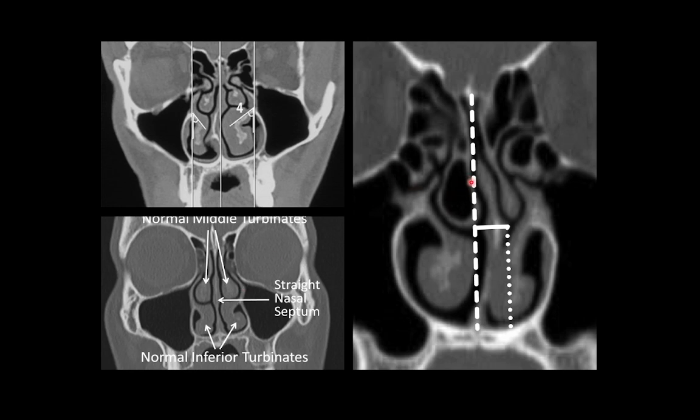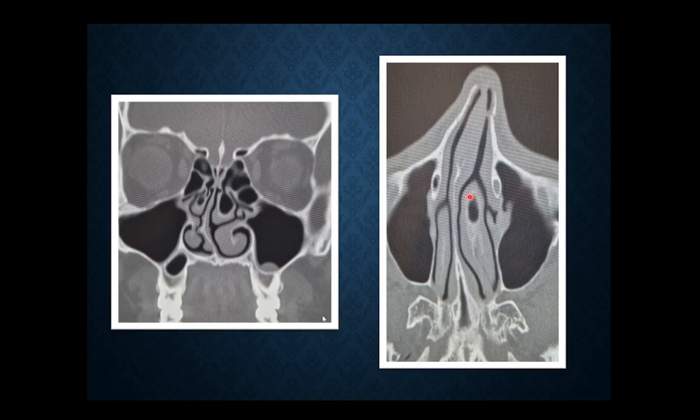Now, in this image, the nasal septum is deviated towards the left side, and this is an enlarged middle turbinate, and it is aerated. It has air inside. This is known as concha bullosa. This one is a coronal image showing the nasal septum deviated to the right side. This is the left inferior turbinate hypertrophy, and this is an enlarged concha bullosa. Same here.